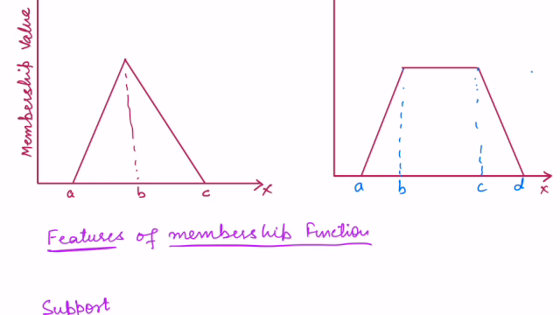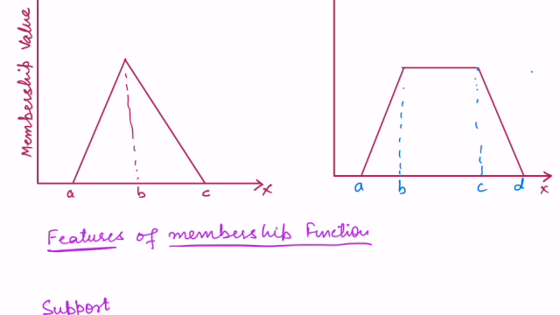So support of a fuzzy set is represented by this: support. Say if the fuzzy set is A, we write support of A. Support of a fuzzy set is always a crisp set, students. It takes values on the x-axis. We have all those elements of the x-axis whose membership grade is greater than 0.